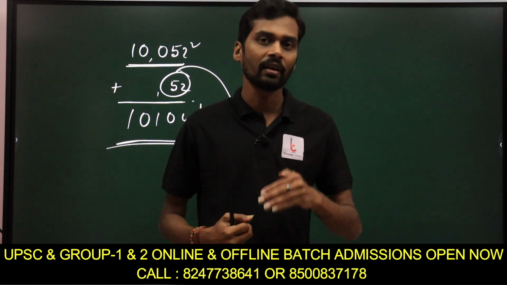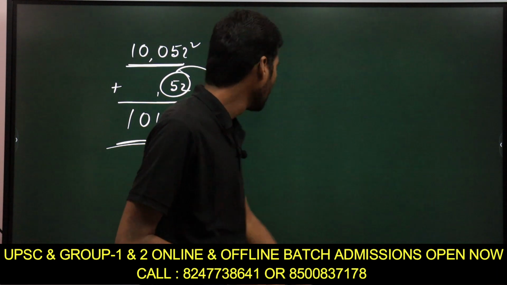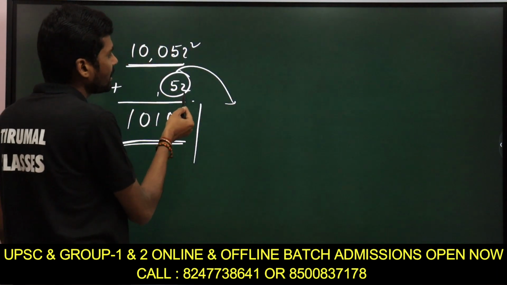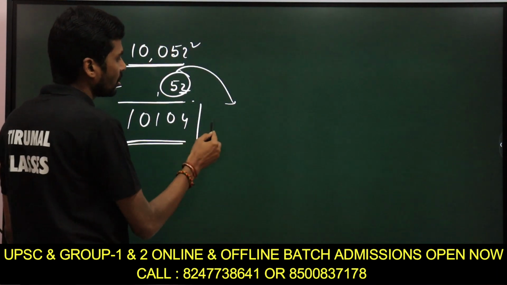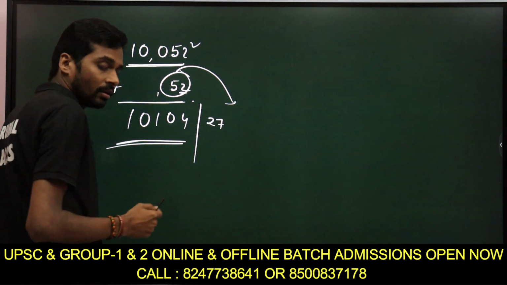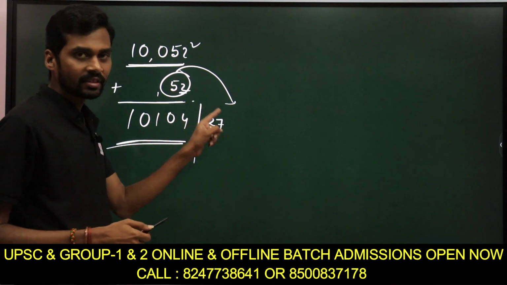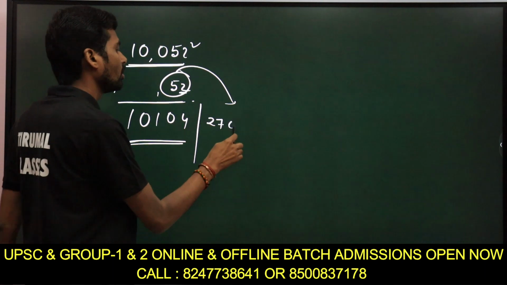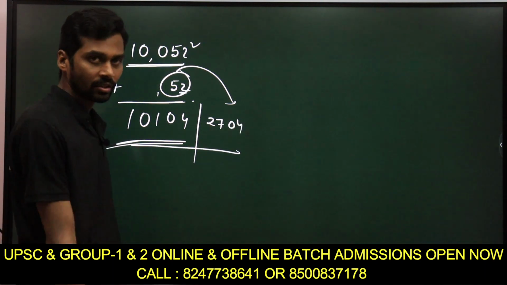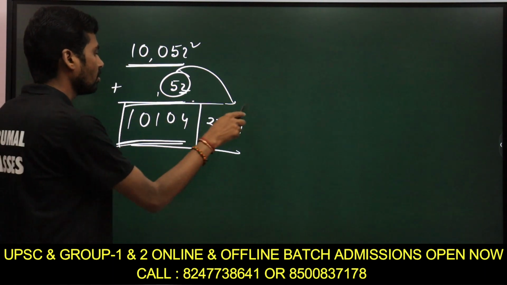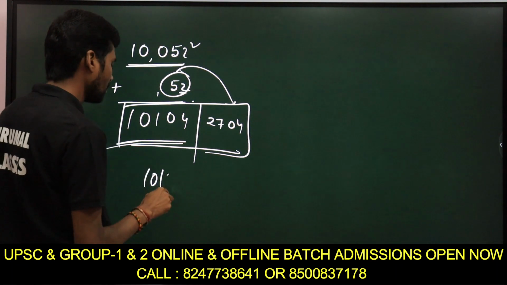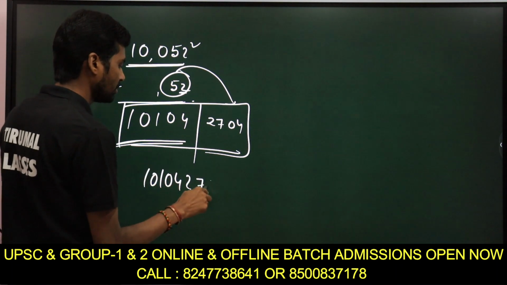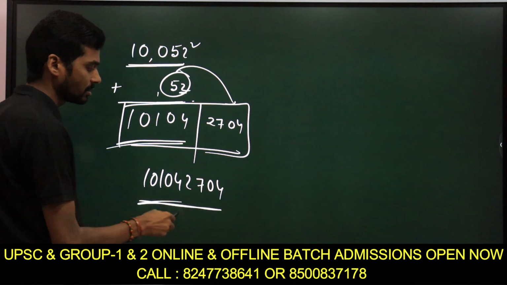So what is the logic for the numbers from 51 to 60? Yes, 25 plus unit digit. 25 plus unit digit is what? 27. And directly square this number. 2 square is what? 4, so 2704. What is the answer? 10104, 2704. So this is your final answer.